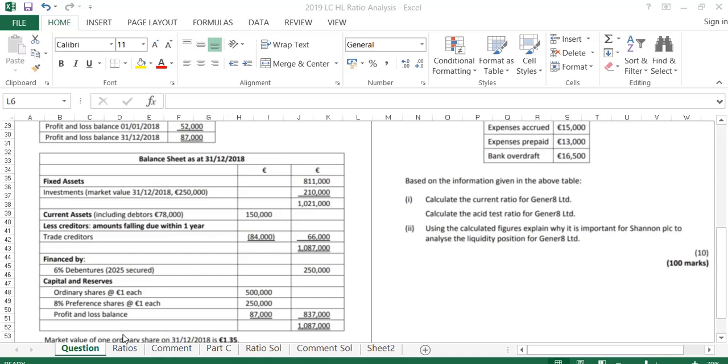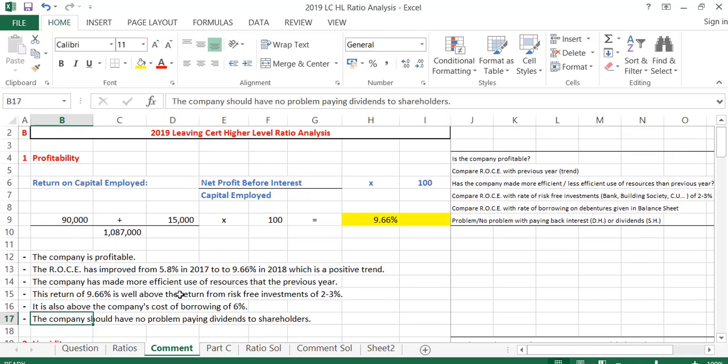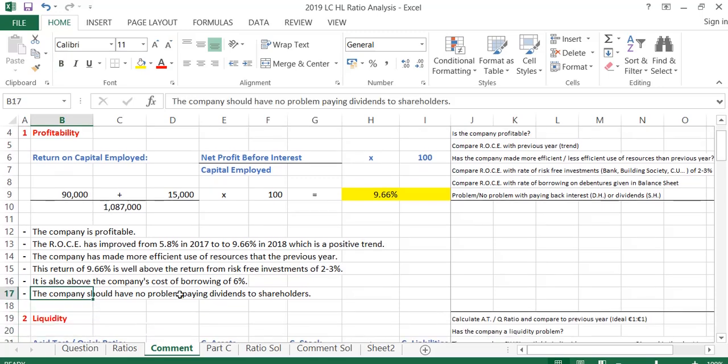If you're borrowing money and paying interest at 6%, you'd want to make a return greater than that to make it worthwhile borrowing the money, and we're doing that. So because the company is profitable, it shouldn't have any problem paying dividends to shareholders, so the shareholders will be happy. And that is profitability looked at.